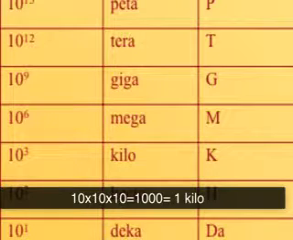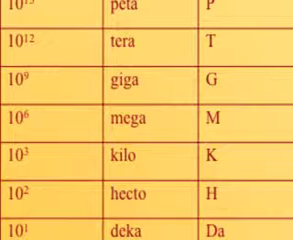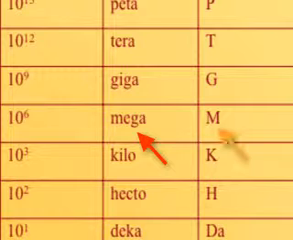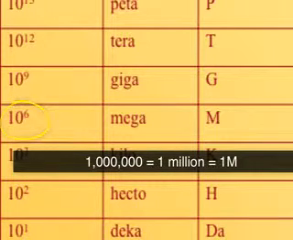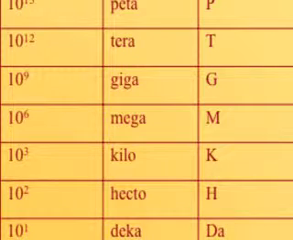If you go up and say, okay, I've got 1,000,000 kilograms, or I have 1,000,000 grams, that's a megagram, and that is represented by the letter M. So that would be a 1 with 6 zeros behind it, or 1,000,000, or 10 times 10 times 10 times 10 times 10 times 10. Hope I did it 6 times. Okay, so that's what a megagram is.